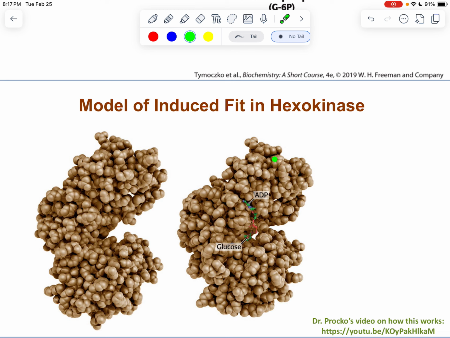So we're going to protect the reaction we want because of this induced fit model, right? So the enzyme is changing to fit our substrates and help the reaction proceed. All right, that is it for our little extra video here.